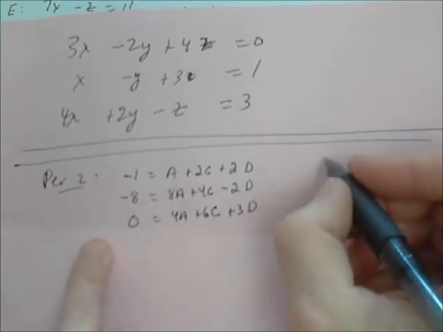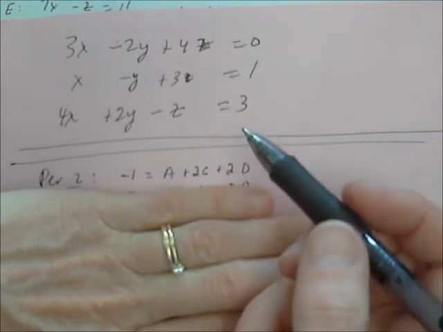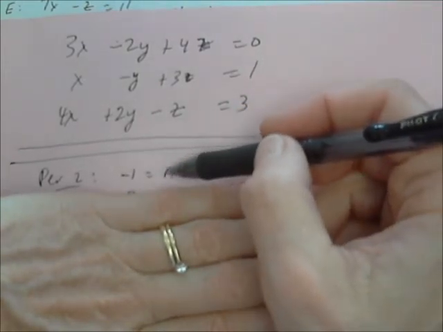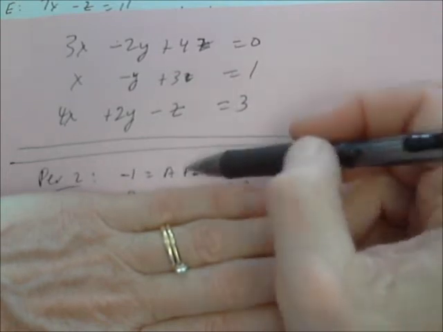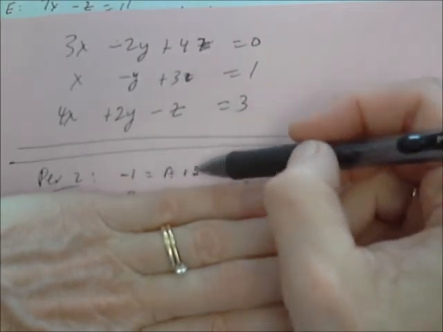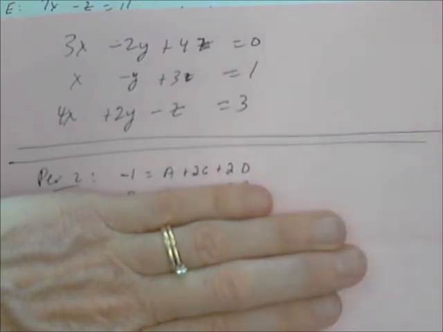Now period 5 had the same equation up here, except everything was doubled. We had negative 2 equals 2a plus 4c plus 4d. So what you can do with that equation, period 5, is you can just take half of each term, and you'll get the same thing that period 2 ended up with.